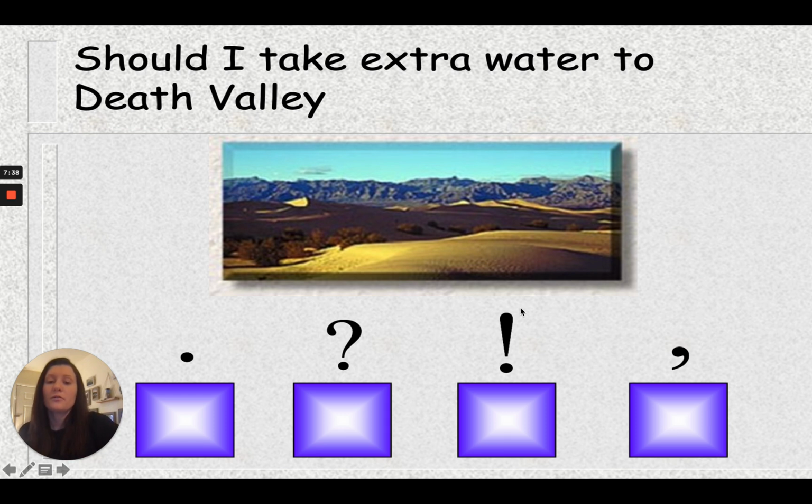So we know that this is not an exclamatory sentence. It's not a command or an order. Although somebody could tell you, like, you need to take extra water to Death Valley. But since we start the sentence out with should I, it shows us that this is going to be a question sentence. So for this sentence, we would want to use the question mark.